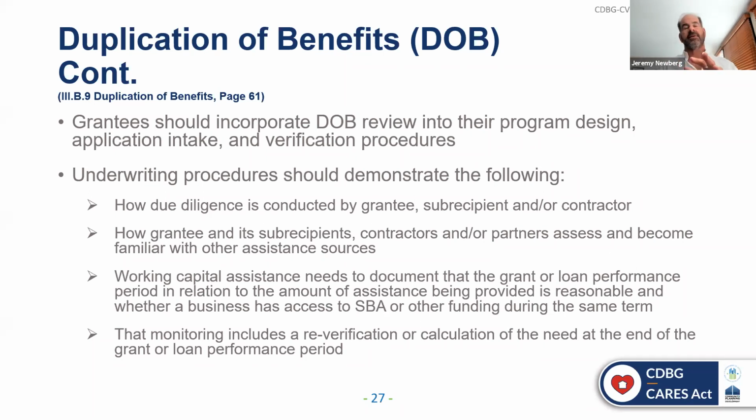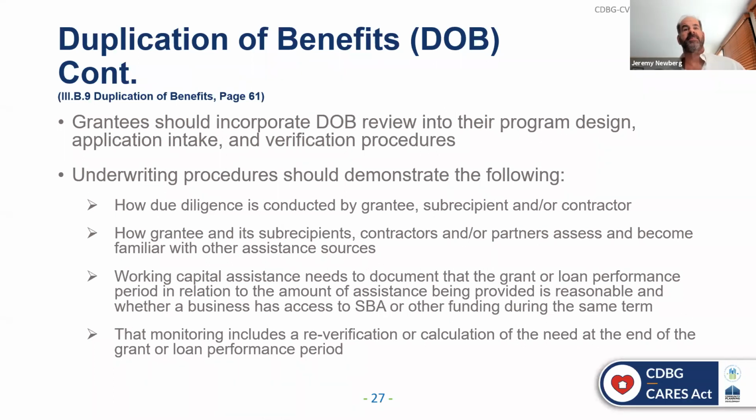What we've also found is that in many low moderate income areas, a lot of these businesses aren't that sophisticated to apply for an EIDL loan. And while it might have been available, they didn't have the wherewithal to apply. And so take that into account. Just because PPP or EIDL is available, but if they didn't apply, then it's not a duplicating benefit. Working capital assistance needs to document that the grant or loan performance period in relation to the amount of assistance being provided is reasonable, and whether a business has access to SBA or other funding during the same term.